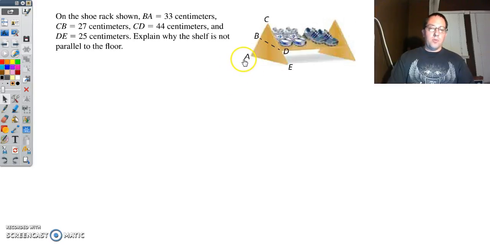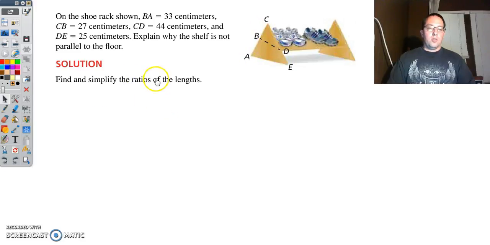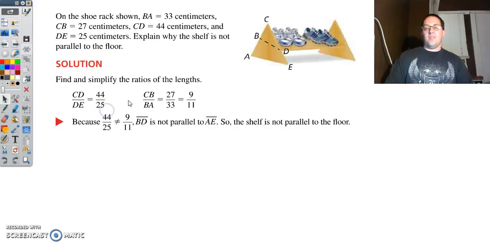Well, we can put them in a proportion, right? If it's parallel to the floor, then these should be proportional. So let's make some ratios. CD to DE is 44 over 25, and that doesn't simplify. CB to BA is 27 to 33, which simplifies to 9/11. And 44/25 does not equal 9/11, so these must not be parallel.